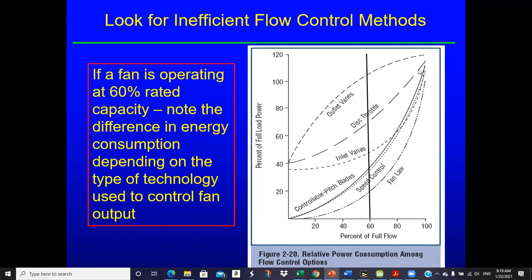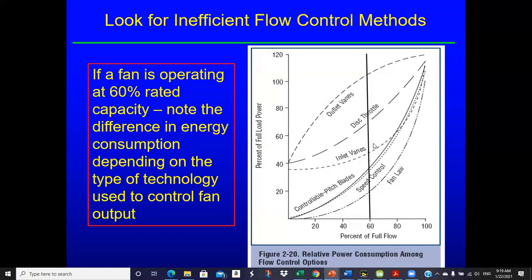Disk throttle, that's something you don't see. I'm not really going to talk about that. Here are our inlet guide vanes. And it shows this curve in the upper load range is pretty good. So one possibility we'll see is if your fan is going to spend a bunch of time up here and you're doing it with discharge dampers, you can retrofit most likely to inlet guide vanes, which is pretty cheap on a big fan compared to a variable frequency drive.